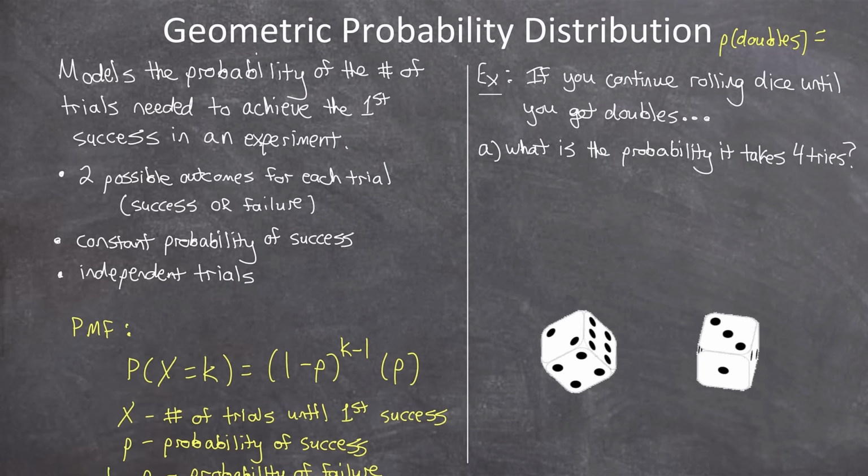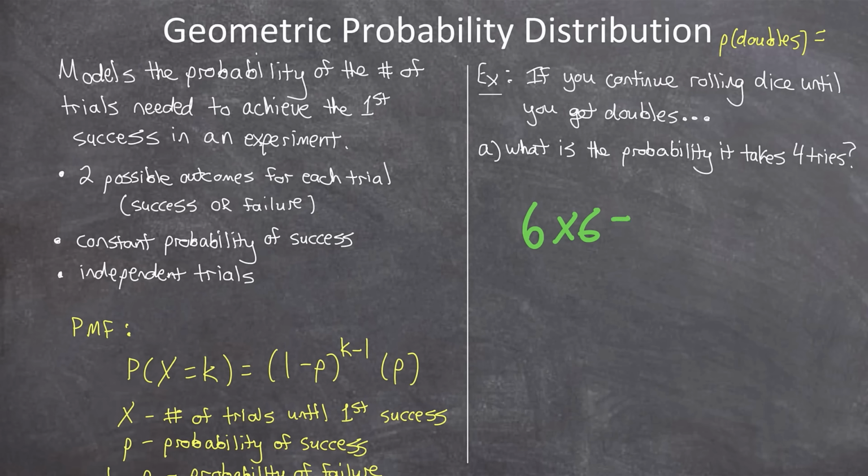The probability of rolling doubles, well, if you roll 2 dice, there's 6 options on the first dice, 6 options on the second dice, so there are 36 total different outcomes that could happen. So the probability of doubles, the denominator, the sample space is 36, and there are 6 different doubles that you can get. Doubles of 1s, 2s, 3s, 4s, 5s, or 6s. So our probability of success in this experiment is 6 out of 36, or 1 out of 6.